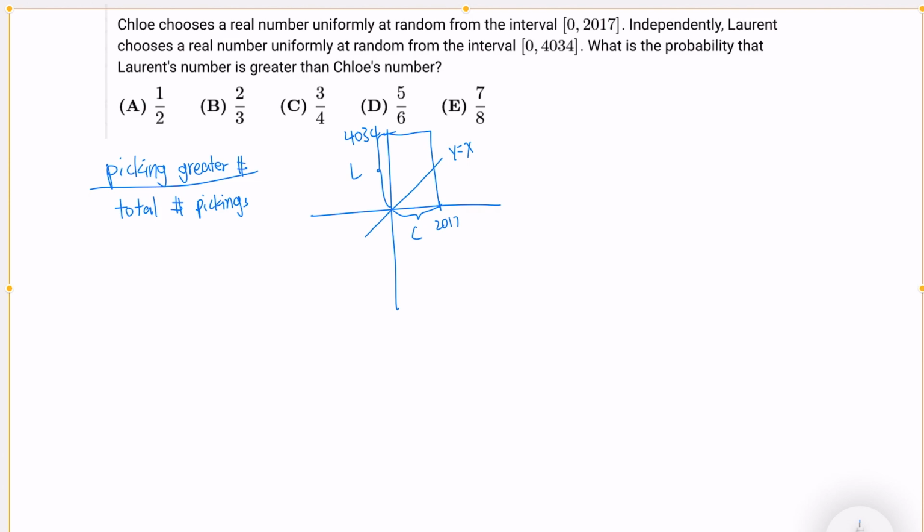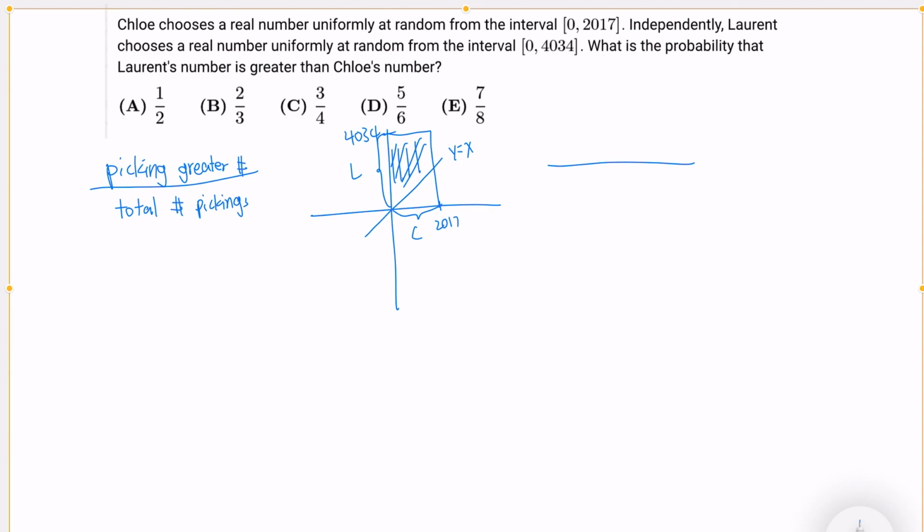So now that we see that if Laurent's number is greater than Chloe's number, then it will be in this region of the triangle. And that is what we are trying to find. We're trying to find the probability that Laurent's number is greater. So we can just find the area of this region over the area of the entire rectangle. And why are we trying to find the area? Well, the area includes all of the total number of pickings.